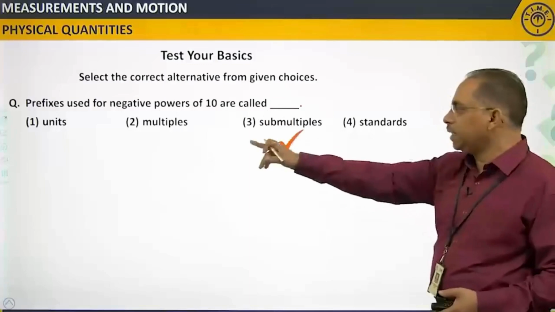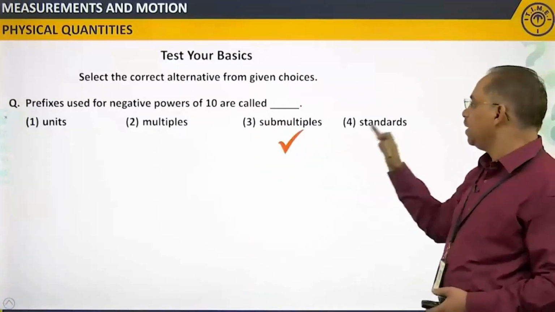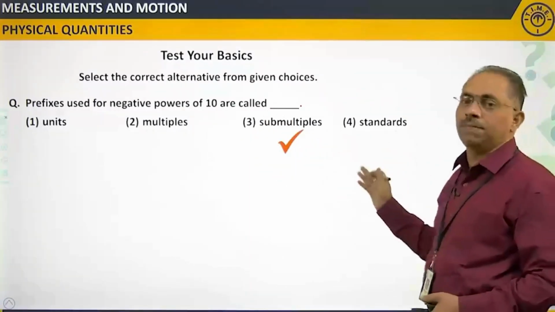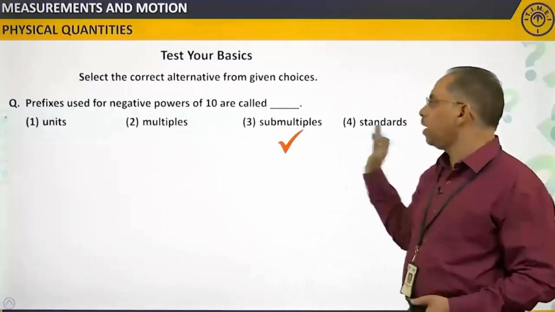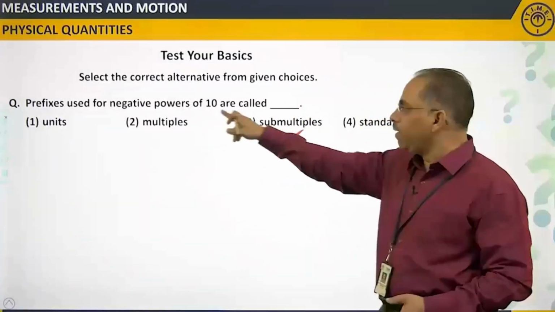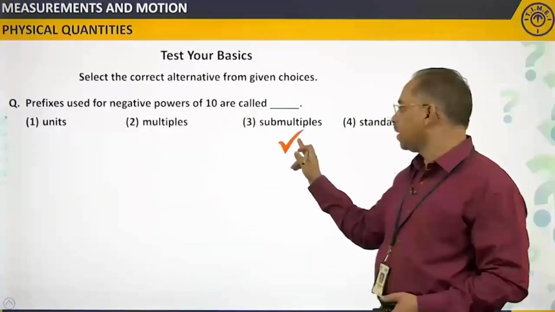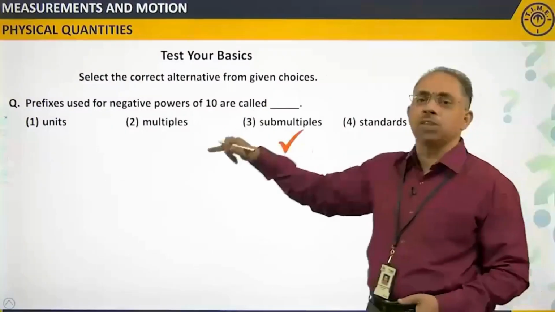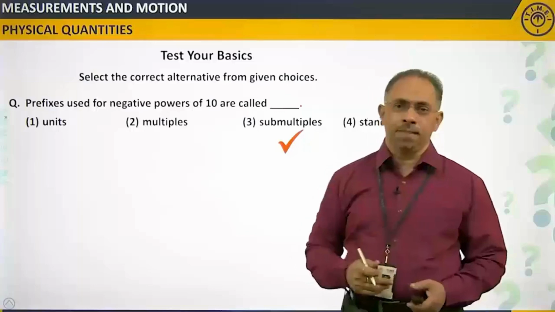Units, it's not the units actually. It's not standard, because standard of a physical quantity is a unit. So, both are not the answers. 1 and 4 is not the answer. Wherever negative powers are there, we call them submultiples, and positive powers we call multiples.